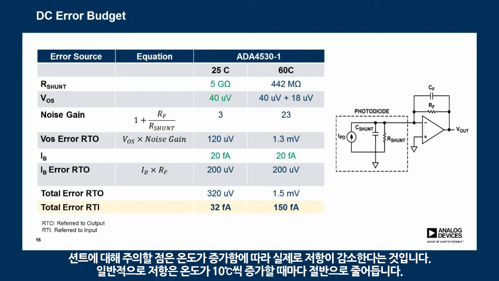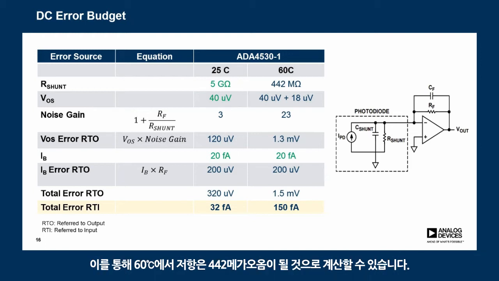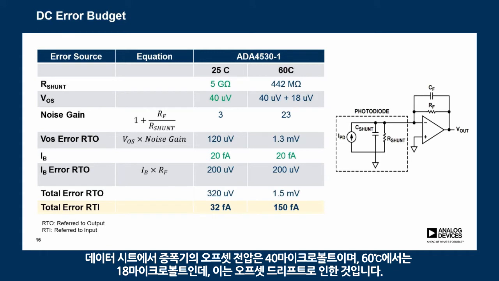One thing to note about R shunt is that the resistance decreases as temperature increases. As a rule of thumb, the resistance halves with every 10 degrees C increase in temperature. With this, we calculated the resistance to be 442 megaohms at 60 degrees Celsius. The offset voltage from the data sheet of the amplifier shows 40 microvolts, and the 18 microvolts at 60C is a contribution from offset drift.